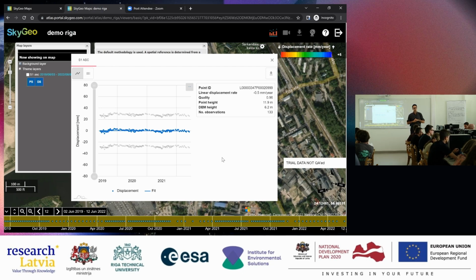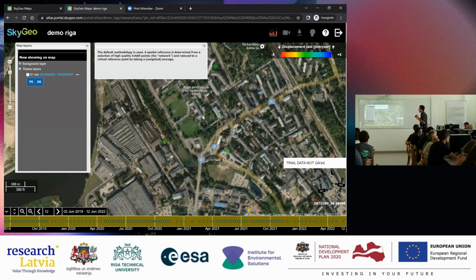So what we want to do is make sure that if there's an orbit error in the satellite, or if there's a trend in the tropospheric delay, then we remove that. For that we have this very rough network. But even that rough network sometimes needs to be tied to something else. We don't know where 0 millimeter per year is. Everything is relative to each other. So a spatial reference network is determined from a selection of high-quality InSAR points.